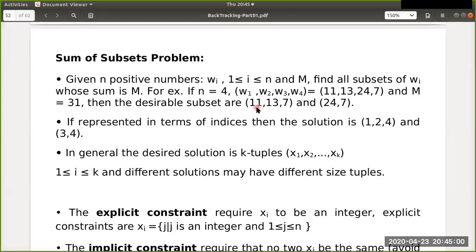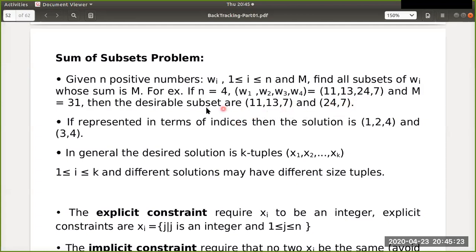So I have two solutions. That is 11, 13, 7: 11 is the weight of the first item, 13 is the weight of the second item, and 7 is the weight of the fourth item. In the same way, 24 and 7, the weight of the third item and the weight of the fourth item. 24 plus 7 is 31. These are the two solutions.